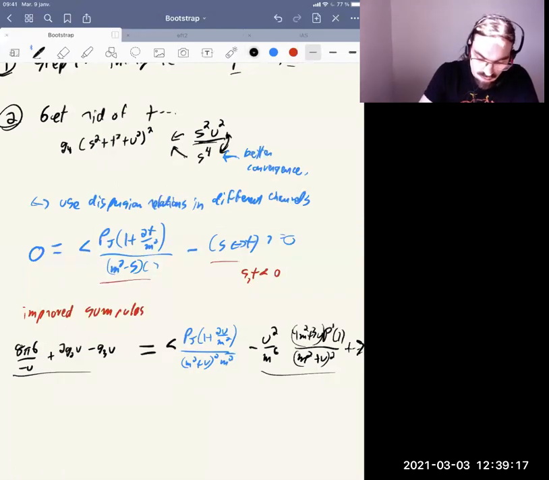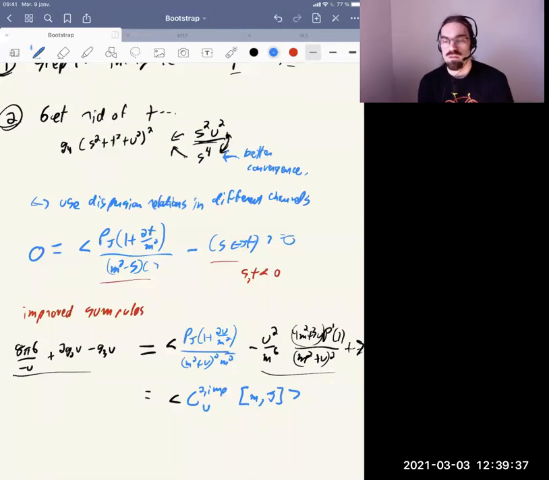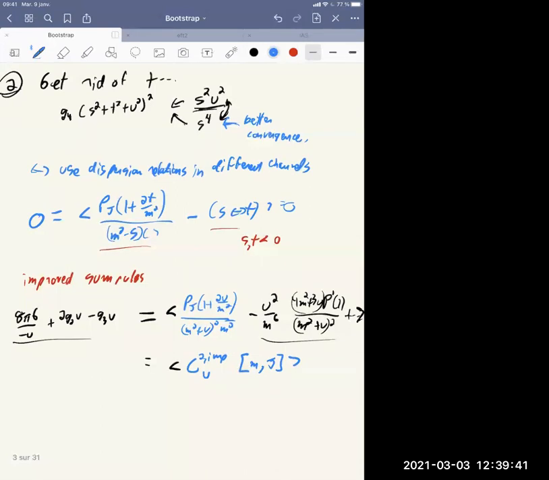So this we call the average of C2 improved. It's an average, valid for any u less than zero, any momentum transfer. And it's something that acts on the mass and spin of every state. So the goal is to have this.